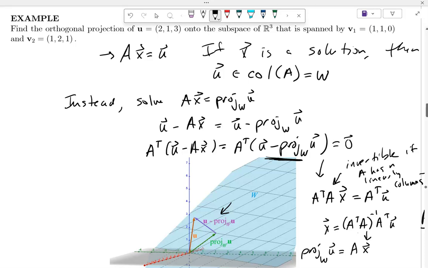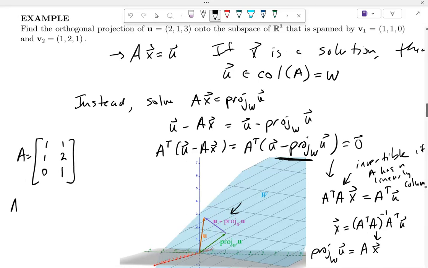So let's see if we can actually do this problem. The first step in the problem is to make a matrix whose column space you're interested in. That's the usual approach, right? We're going to take our vectors and make our matrix A. At this point, we're just going to follow the formula. First thing I need to do is take A transpose times A.